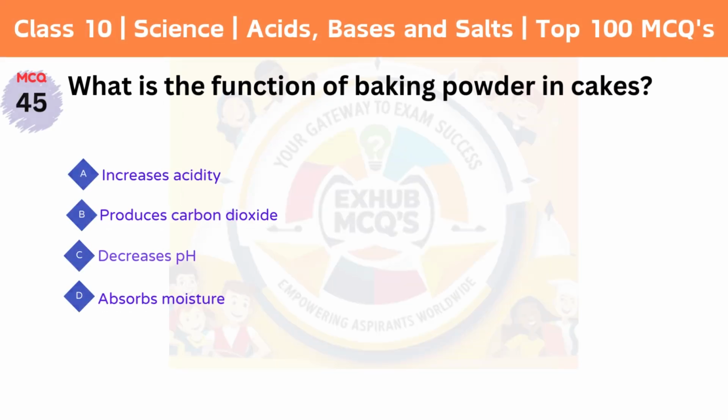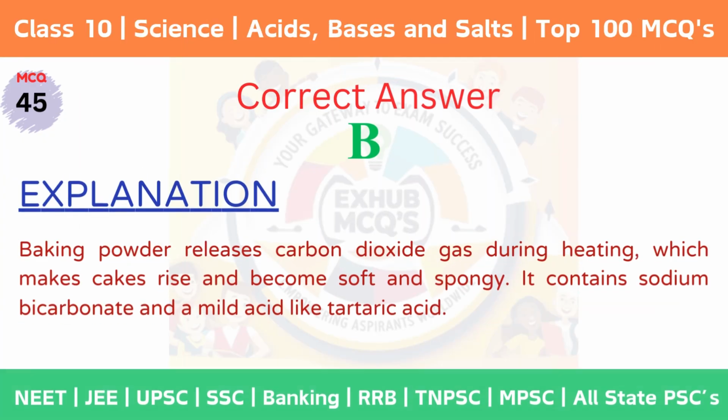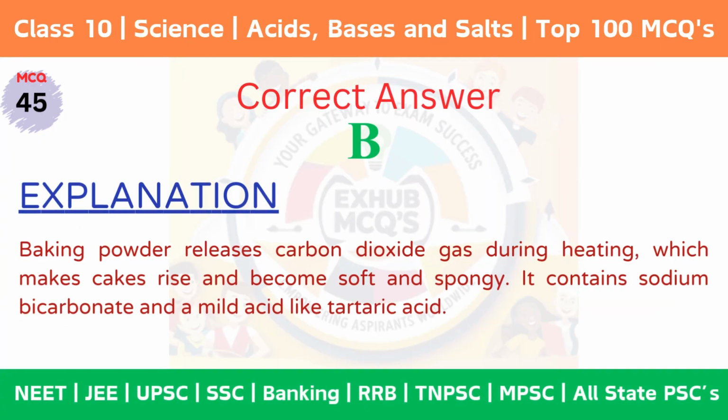MCQ 45. What is the function of baking powder in cakes? Option A, increases acidity. Option B, produces carbon dioxide. Option C, decreases pH. Option D, absorbs moisture. The correct answer is option B, produces carbon dioxide. Explanation. Baking powder releases carbon dioxide gas during heating. This gas makes cakes rise and gives them a soft, spongy texture.